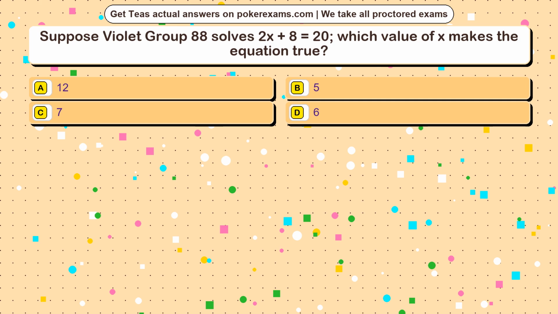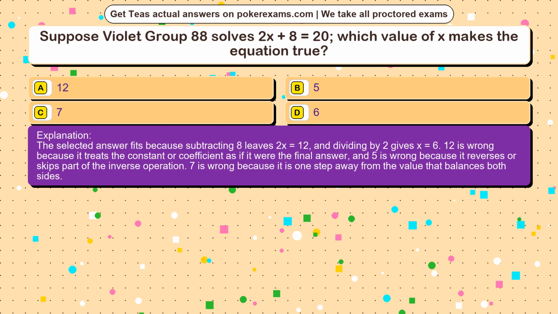The correct answer is option. The selected answer fits because subtracting 8 leaves 2x equals 12, and dividing by 2 gives x equals 6. 12 is wrong because it treats the constant or coefficient as if it were the final answer, and 5 is wrong because it reverses or skips part of the inverse operation. 7 is wrong because it is one step away from the value that balances both sides.